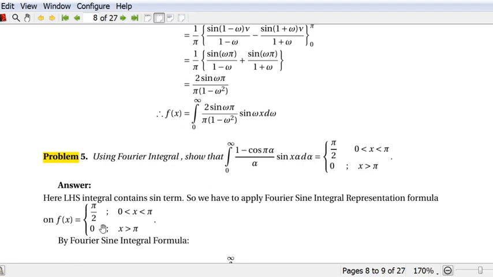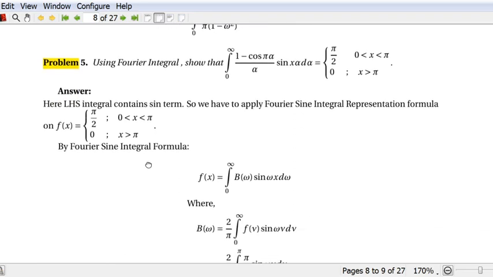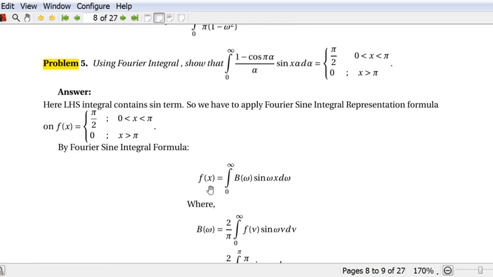So f of x equal to pi by 2 when 0 less than x less than pi and 0 for x greater than pi. Now using this f of x, I will write the Fourier sine integral representation. By the Fourier sine integral formula, f of x equal to integral 0 to infinity b of omega sin omega x d omega. We have to find b of omega, and b of omega is equal to 2 by pi integral 0 to infinity f of nu sin omega nu d nu.